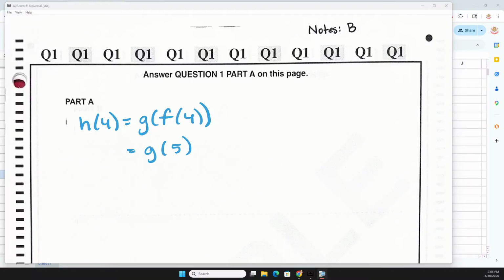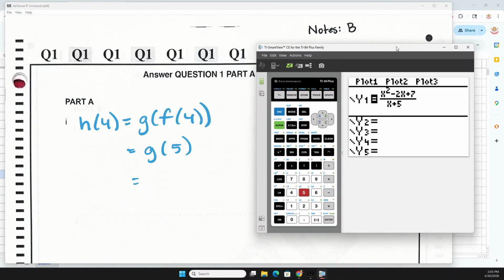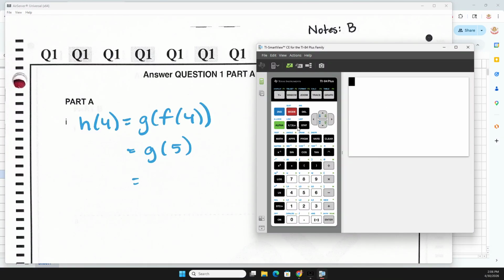And then G of 5 you can get from your calculator. Now, the wording on this is a little different than what it is here. It says something like, show the work that leads to your answer. The work that leads to your answer is probably just going to be you writing this out, G of F of 4. When you get F of 4, changing that to 5. G of 5 you can do in the calculator. And so if we put that into Y1, I would recommend that you just pull up Y1 and you put 5 there. You could also go to the table.